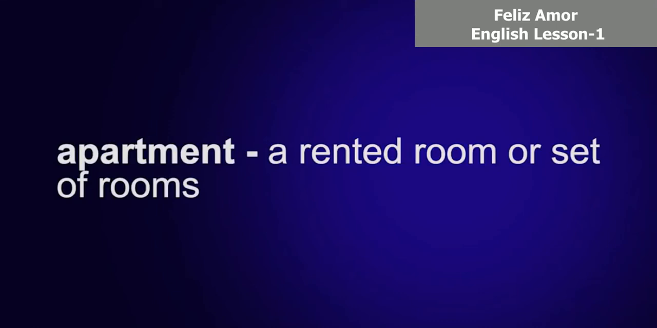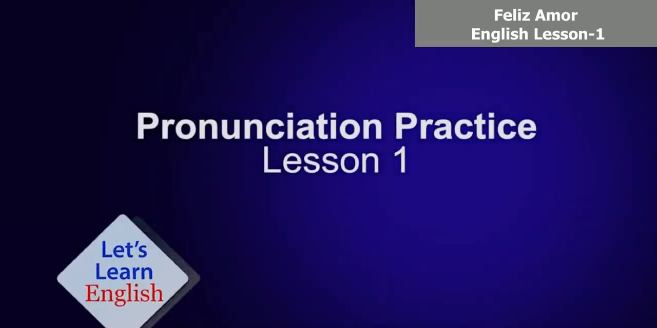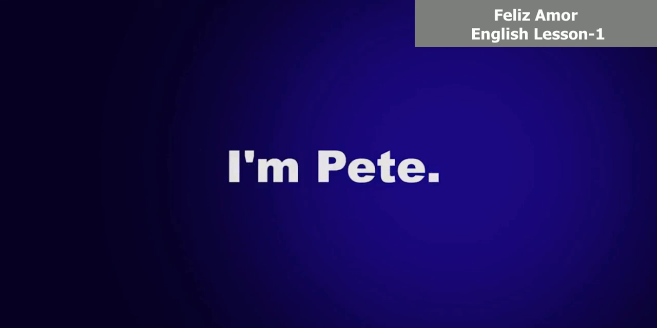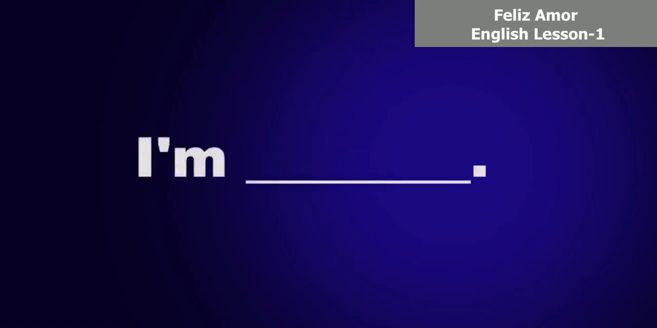An apartment is a rented room or set of rooms. Slow speech. I am Pete. Fast speech. I'm Pete. I am. I'm. Now you try it. Say your name.